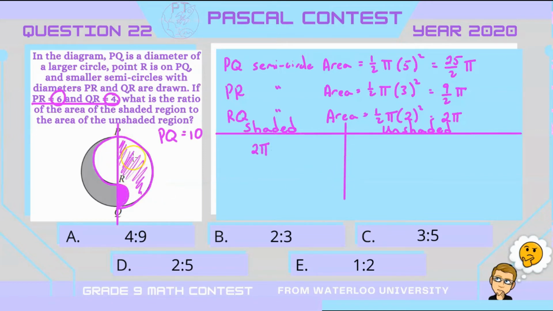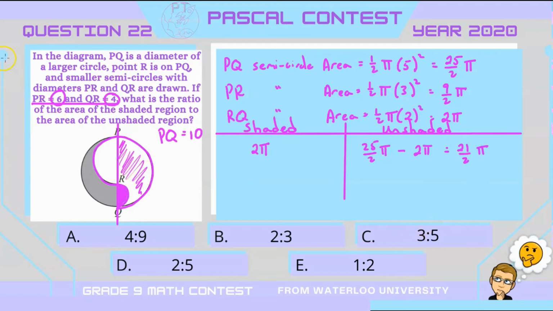Now the unshaded area is going to be the large semicircle PQ, which is 25/2 pi, and then subtract the small semicircle here, which is just 2 pi. So our unshaded area on the right side is going to be 21/2 pi.